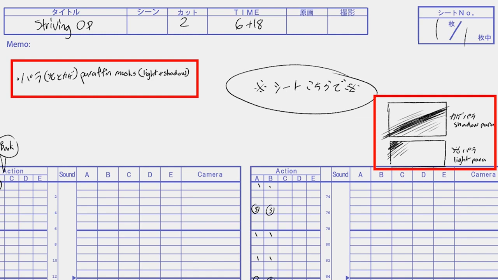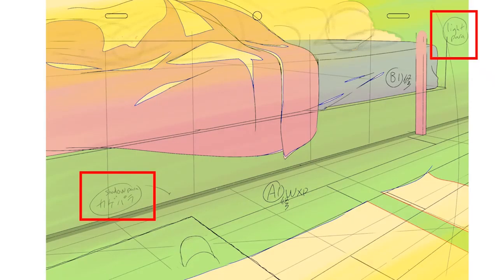Kage means shadow, and para is short for paraffin, which is what transparencies for cells were printed on. Basically, a kage para is a transparent gradation overlay. A kage para is specified by shading the parts of the layout that you want it applied to, and the compositing staff will make a gradation overlay for either the cell, background, or the overall cut that you specified it for.